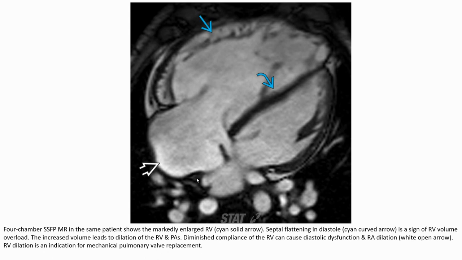Diminished compliance of the right ventricle can cause diastolic dysfunction and right atrium dilatation. Right ventricle dilatation is an indicator for pulmonary valve replacement.